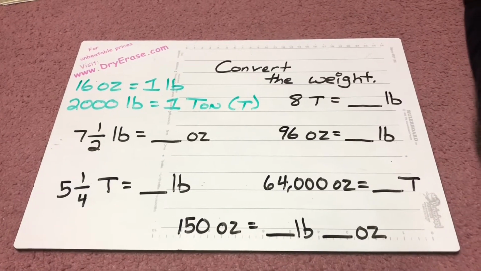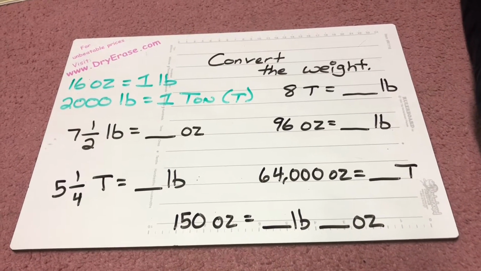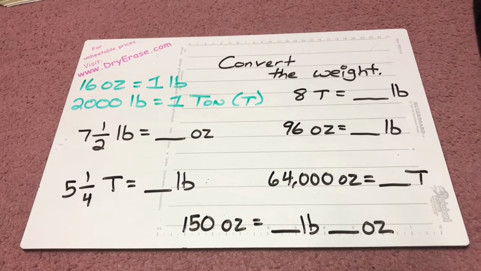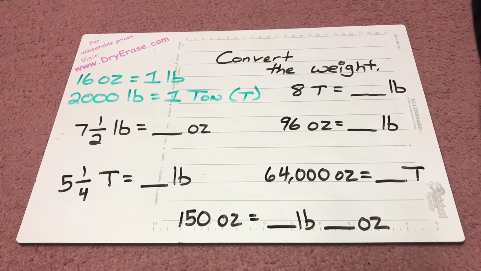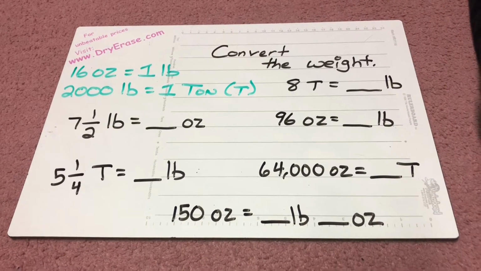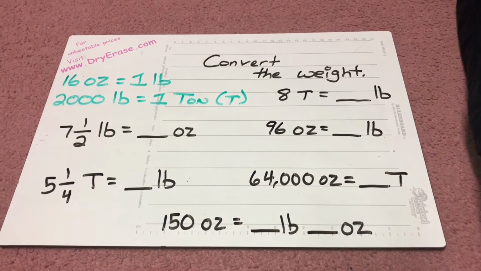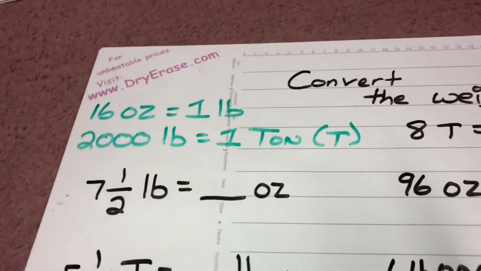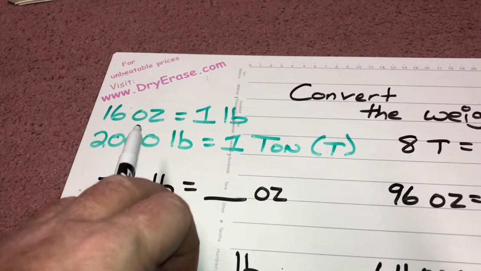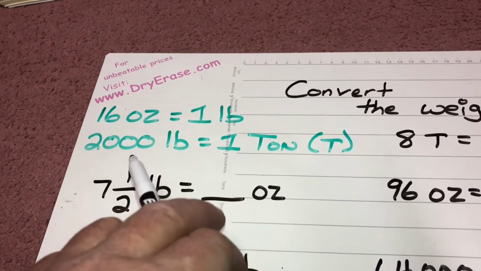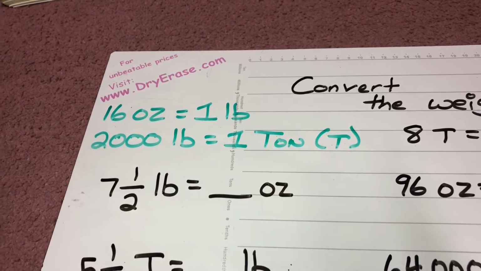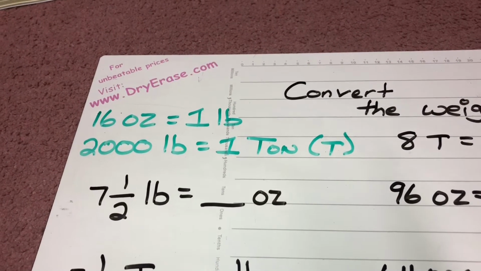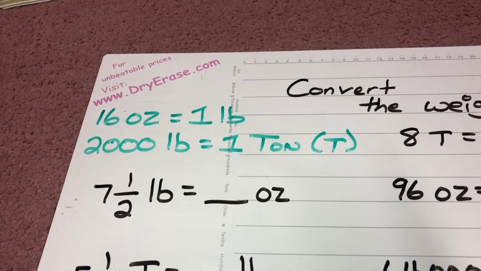All right, fifth grade, we are continuing along here in chapter 11 with lesson 11.4, converting and comparing U.S. customary units of weight. Two conversions that you need to be aware of: 16 ounces equals 1 pound. It takes 2,000 pounds to make 1 ton. Those are the two conversions you're going to need to be aware of.